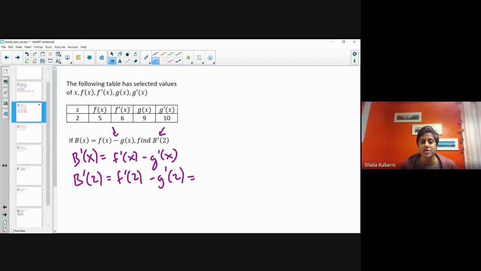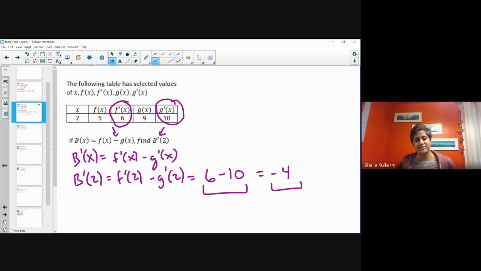So f prime 2 again, that's going to be 6. g prime 2 is going to be 10. You get 6 minus 10, which is negative 4. Again, for a free response, 6 minus 10 is a perfectly acceptable answer. Negative 4 is a perfectly acceptable answer. But you have to have it as numbers. You cannot leave it at the step before that, where you're still trying to pull something from a table.